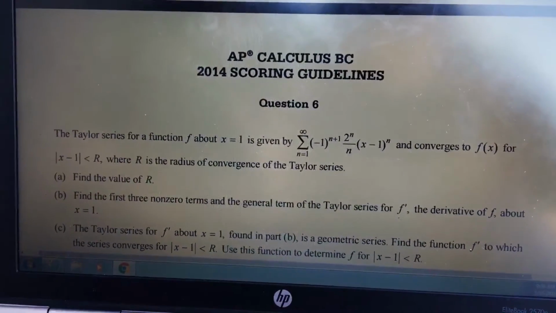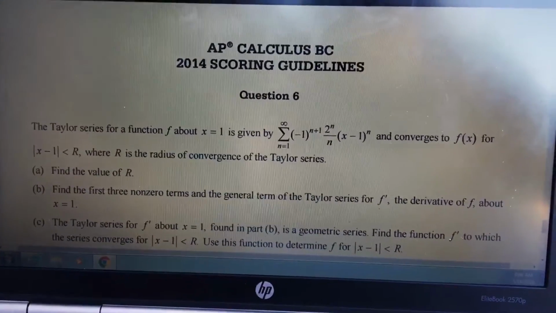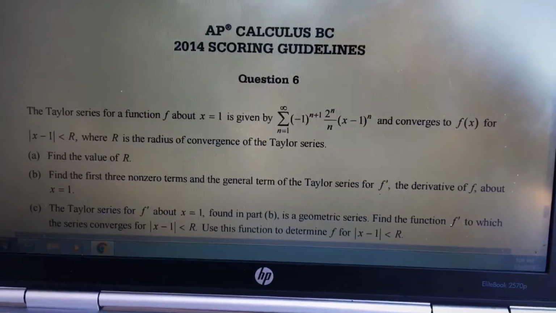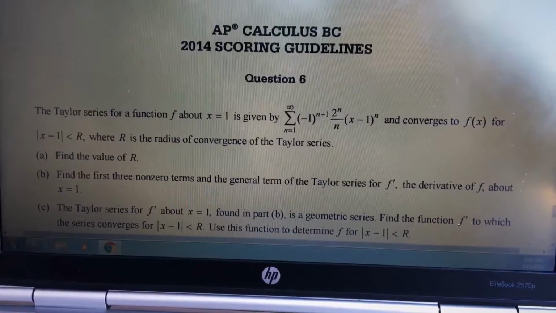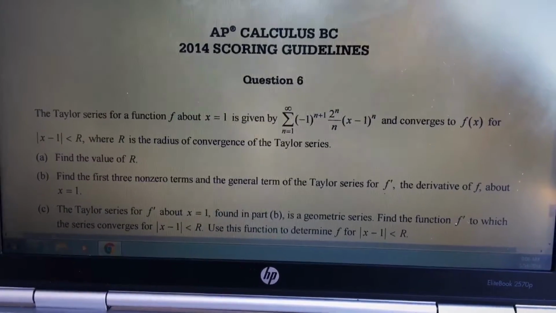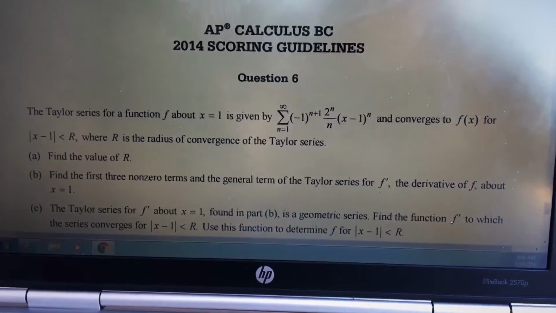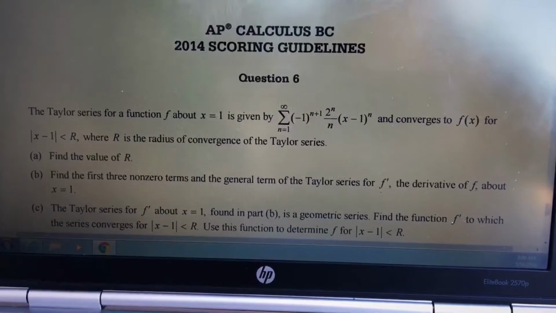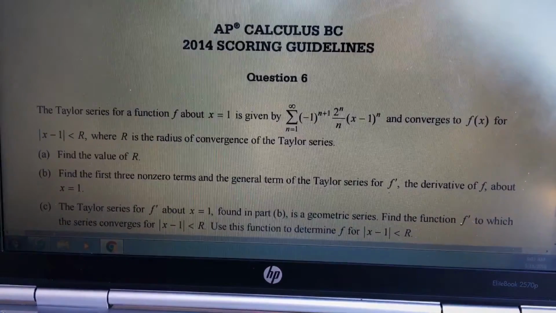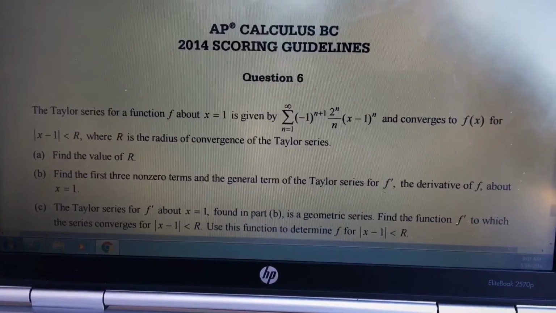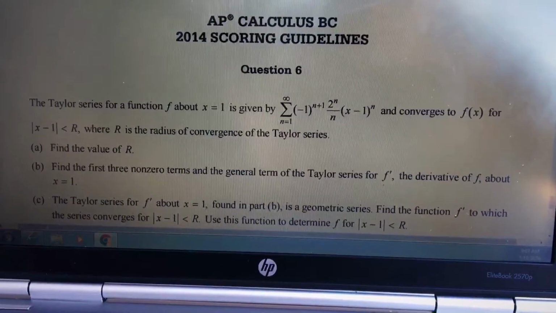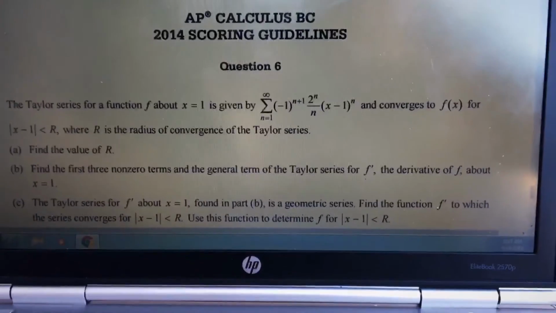B. Find the first three non-zero terms and the general term of the Taylor series for the derivative of f about x equals 1. C. The Taylor series for the derivative of f about x equals 1 found in part B is a geometric series. Find the function f prime of x to which the series converges for absolute value of x minus 1 less than r. Use this function to determine f for absolute value of x minus 1 less than r.